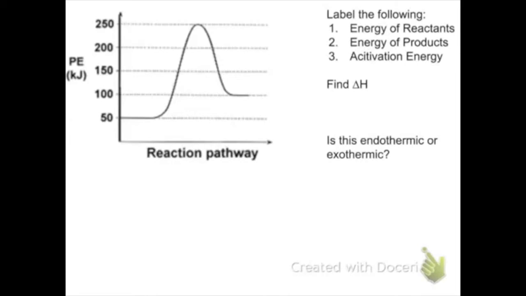All right, so we said the energy of the reactants. Reactants is what starts the reaction, so that's what's going to start the graph. I'm going to put an E for my energy of my reactants. And then our products are what ends.